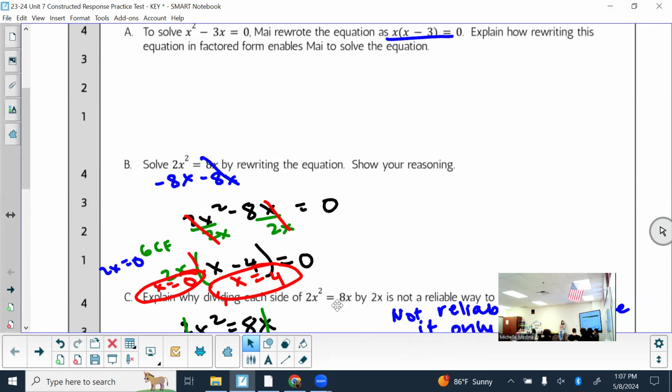So later I will post the key to this, so stay tuned for that later in the school review, so you can check your answers.